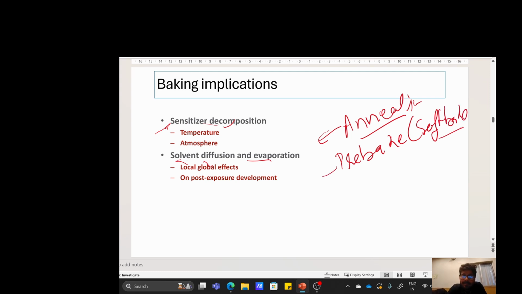In this pre-baking, we can vary the annealing temperature, and that also has an effect on the photoresist. So the temperature and atmosphere matter. If there is very high humidity, that affects things. The sensitizer decomposition depends on temperature: if the temperature is too high, the sensitizer may get decomposed.